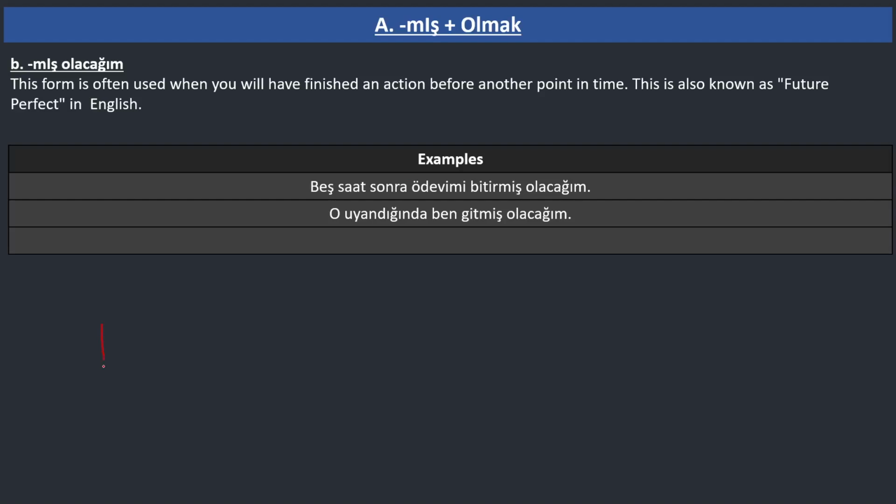If I draw a timeline, this is for future, this is for past, this is for present. So this is 5 hours later, okay? I will just say 5 here. But I start my homework here and I finish it here. This period of time is completed before it's 5 hours into the future. Before it's 5 hours, I will have it finished.